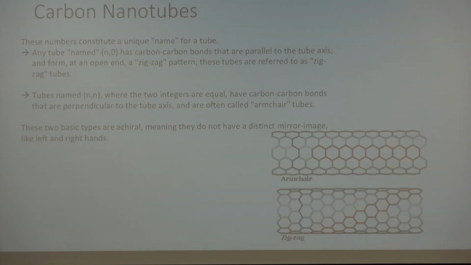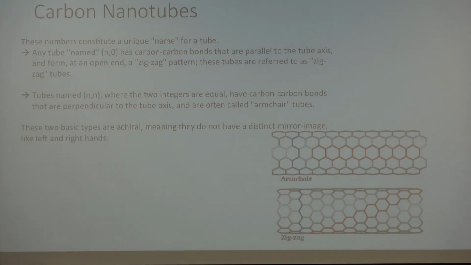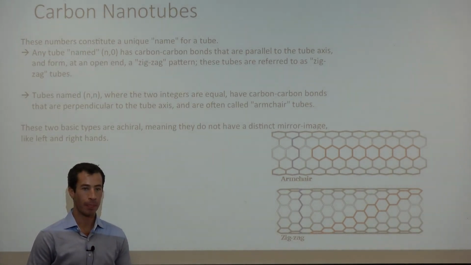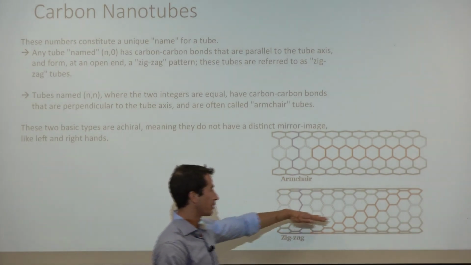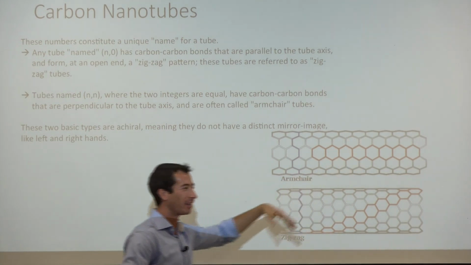Yes? For armchair, isn't the red parallel to the tube axis? So, like, is it zigzag? Like, is the tube axis like the y direction, or? Zigzag parallel to the tube axis. That is kind of vague, isn't it? Because you could, is this the axis or is this the axis? Because both of them have carbon-carbon bonds that are. Yeah, let me.